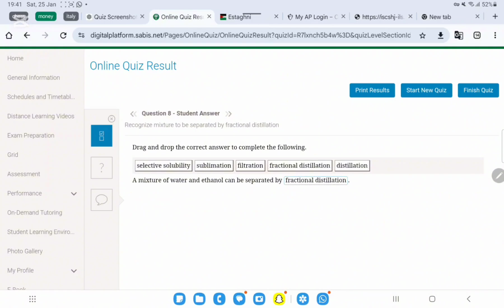A mixture of water and ethanol can be separated by fractional distillation. Fractional distillation is what you use when you have two liquids with almost the same boiling points. Like water and ethanol, water is like 100 and ethanol is 78, I think.